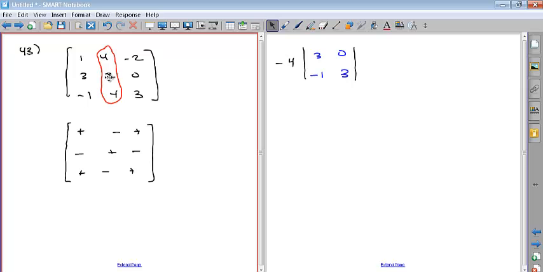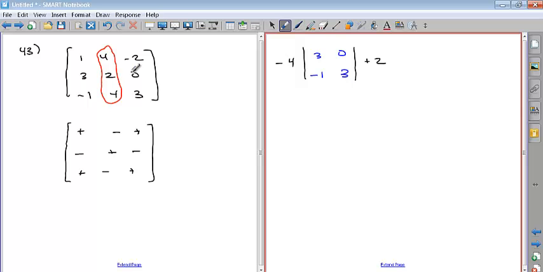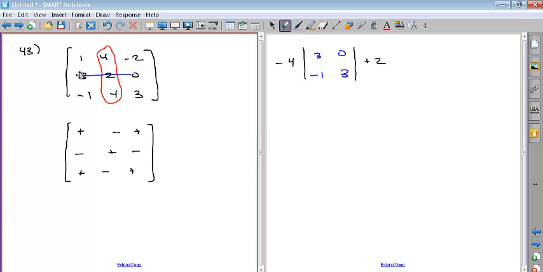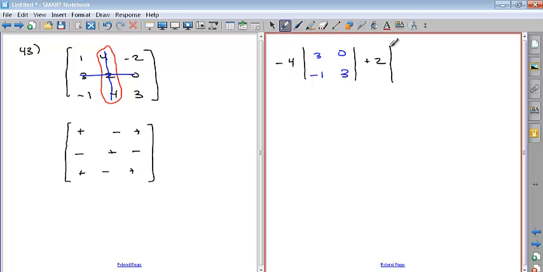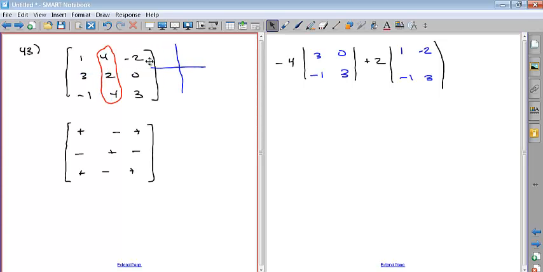Okay, then we go to the next number, 2. So that's going to be the multiplier. 2, cross out the row and the column. So we got 1, -2, -1, 3. Then finally we come down and we pick up the last number, which is 4, but it's going to be negative. So it's -4.